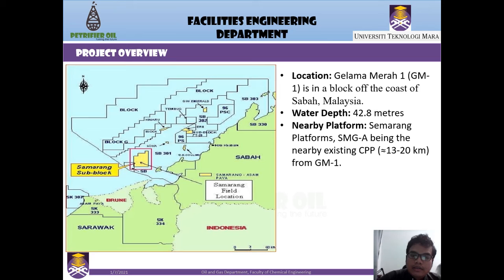So basically Glama Merah 1, also known as GM1, is in a block off the coast of Sabah, which is in the Sabah Basin in Malaysia. The water depth of this field is 42.8 meters, and as you can see from the figure, the field, Glama Merah 1, is also nearby to the Samarang platforms, where SMGA is the nearby existing central processing platform that is approximately 13 to 20 kilometers from GM1.